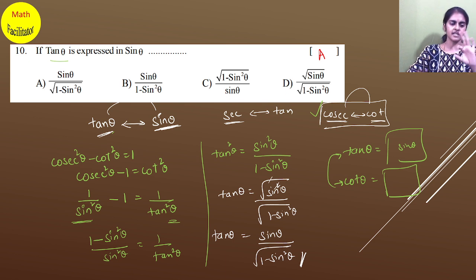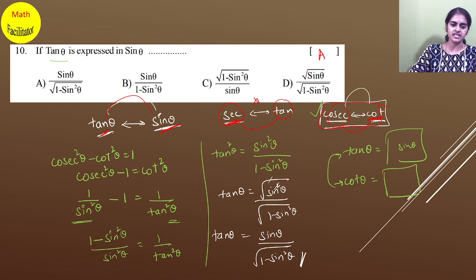First you should know which identity we are using. You have only three identities. Cos square plus sine square is 1. Secant square minus tan square is 1. Cosecant square minus cot square is 1. I have to write tan in terms of sine. So here I have tan but I don't have sine. I don't have the reciprocal of sine also. Secant I have, which is reciprocal of cos. So I'm not taking this identity. I'm taking this identity because cosecant is the reciprocal of sine and cot is the reciprocal of tan. So here if I take this identity, I can convert it into sine and tan.